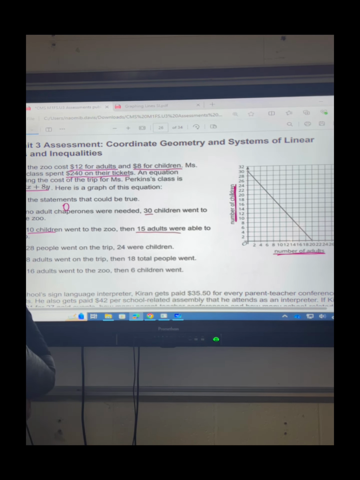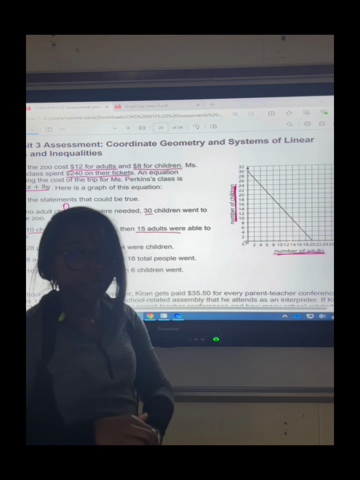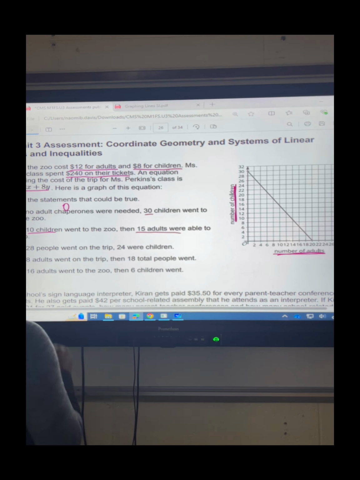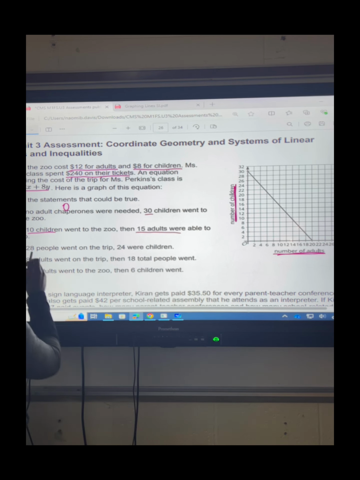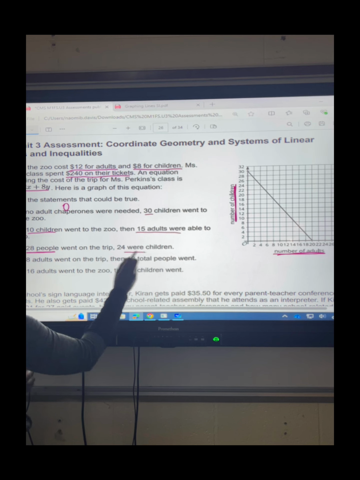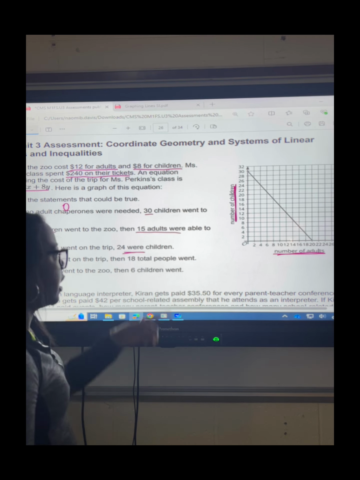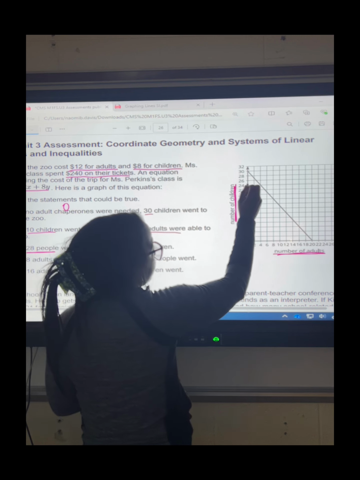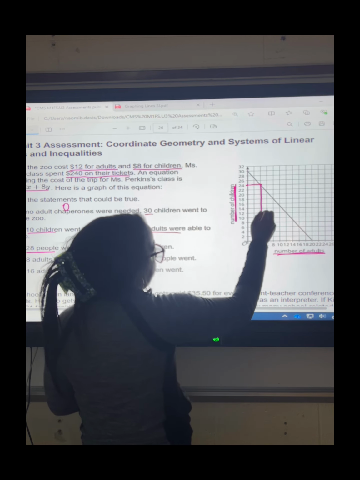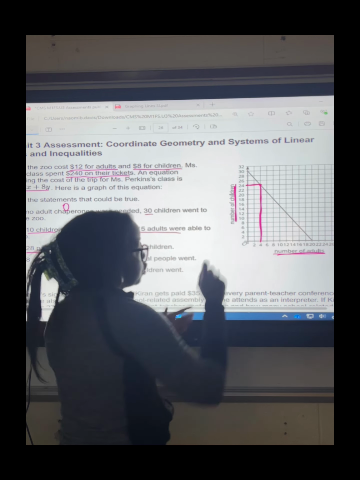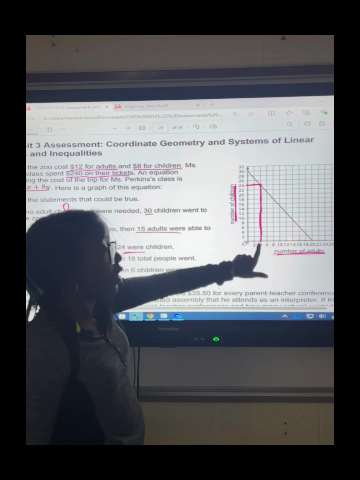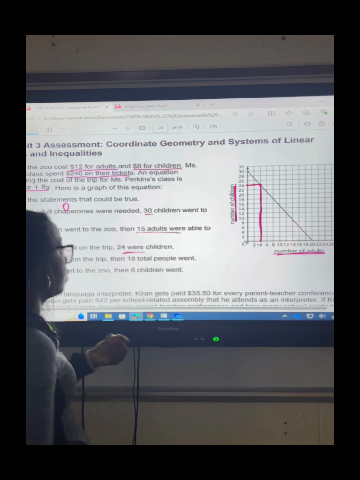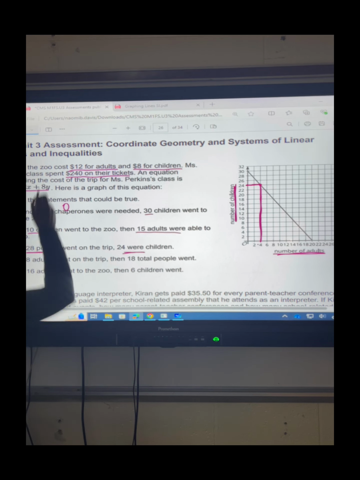If I go to the next one. If 28 people went on the trip, 24 were children. This is a trip. This is most definitely a trip. Because 28 people is not saying whether it's adults or children. That's putting everybody together. So that means I need a 28 total if 24 were children. So let me see how many adults were going if I got 24 children. So when I go to 24 for children, I got 4 adults going. 24 plus 4 is 28. So when there are 24 children going, 4 adults going, and that makes 28 in total. So that's definitely one of them, okay?